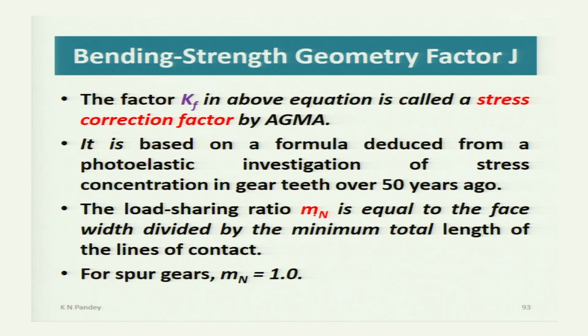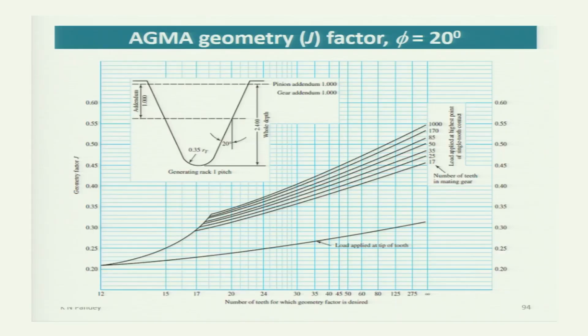The load sharing ratio Mn is equal to the face width divided by the minimum total length of the line of contact. For the case of a spur gear, Mn is equal to 1. Now, we have a graph from where we can find the geometry factor J, knowing the number of teeth for which the geometry factor is desired.